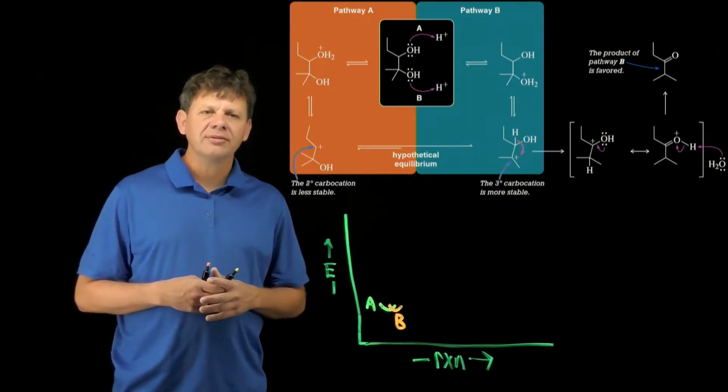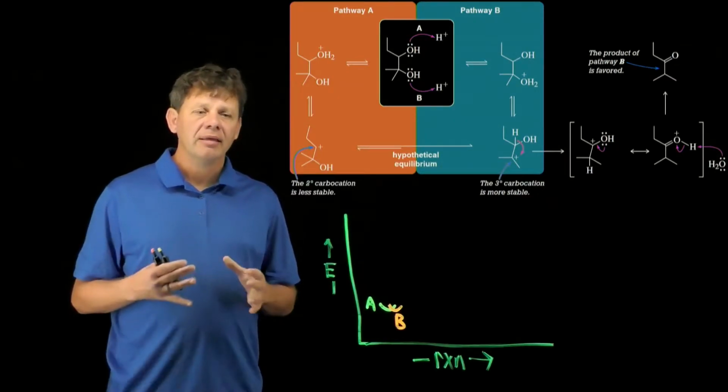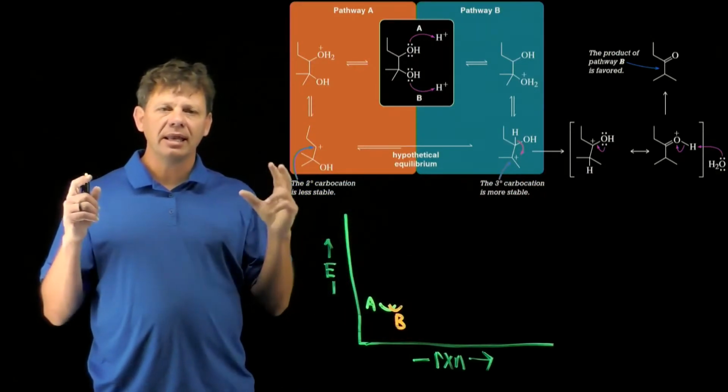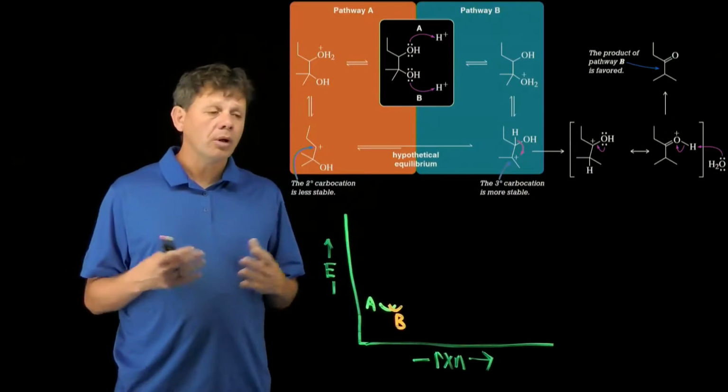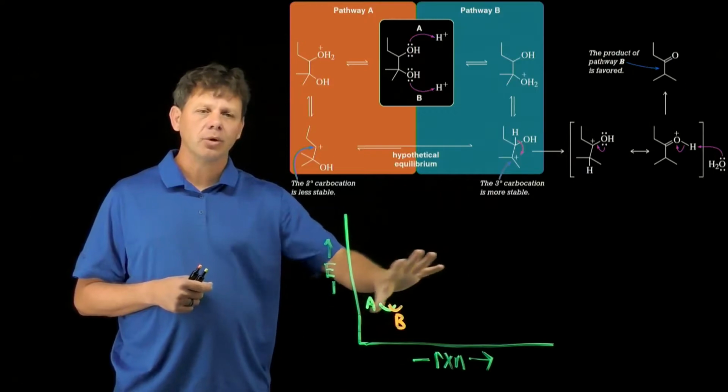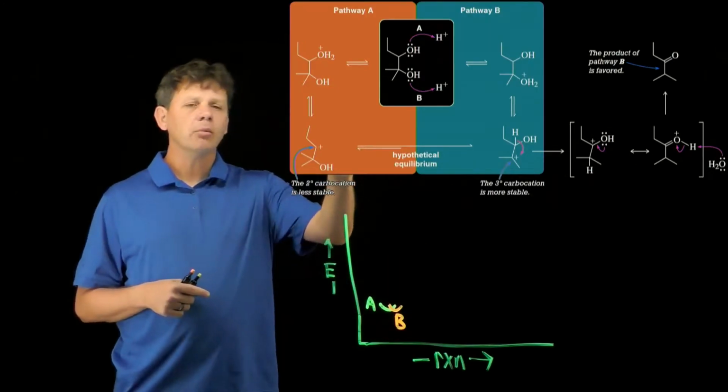In this assessment, we're asked to draw a reaction coordinate diagram that rationalizes the fact that pathway B is the net favored process. Well, if we look, we really only need to look at the first two steps and draw a reaction coordinate diagram for those. And let's look at what happens first.